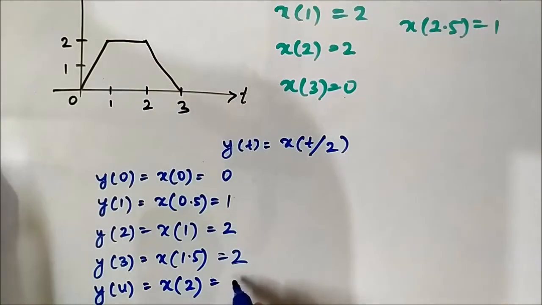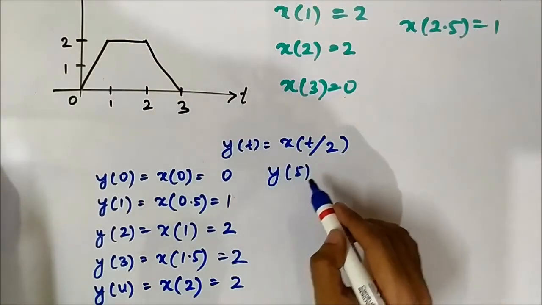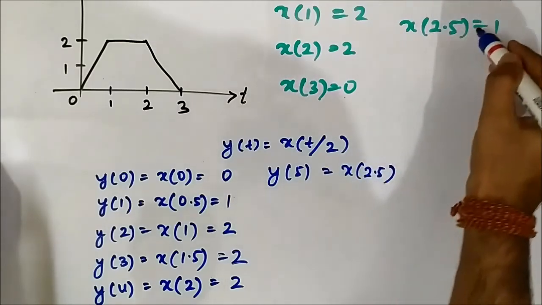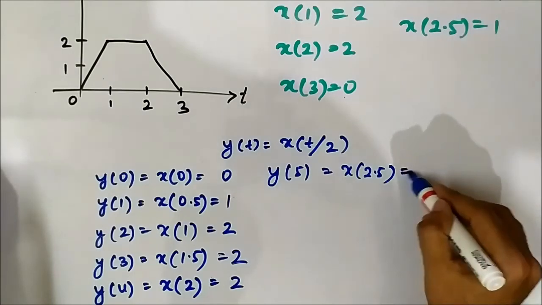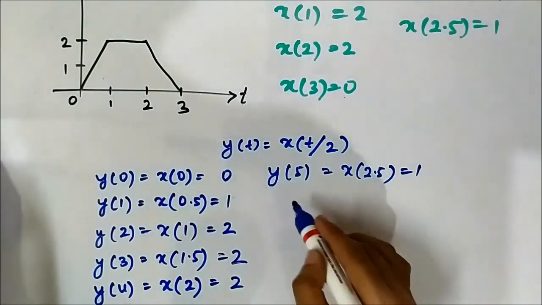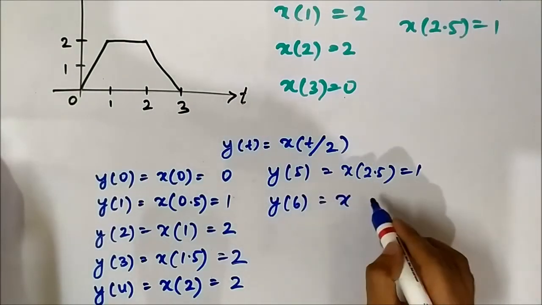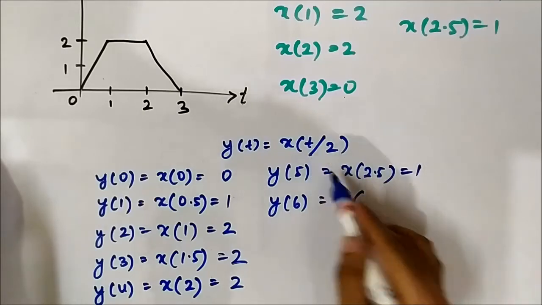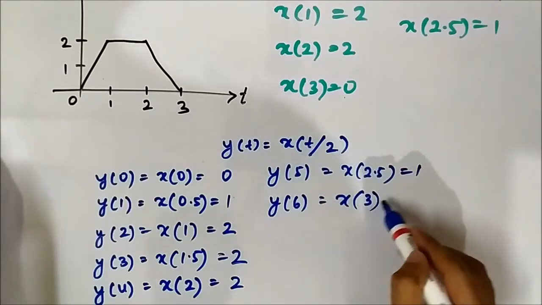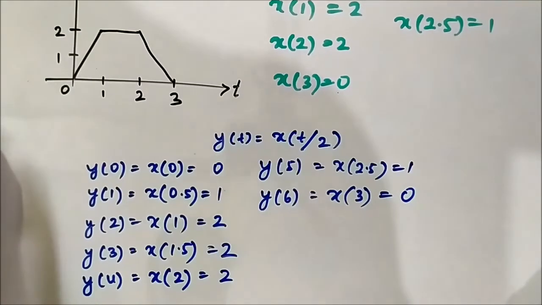x2 is 2. Similarly, y5 will be x5 by 2, which is x2.5. x2.5 is equal to 1. See, in between here and there, it was 1. Then y6 is x6 by 2, which is x3. x3 is 0. So we have got all the values.